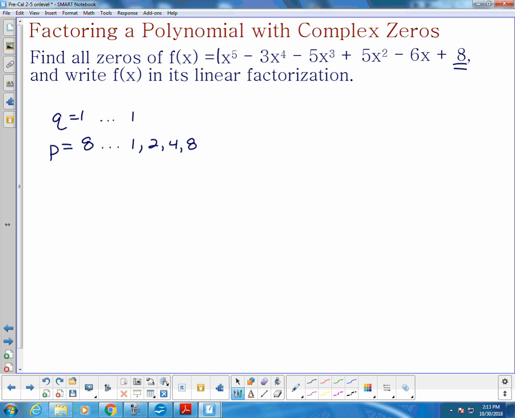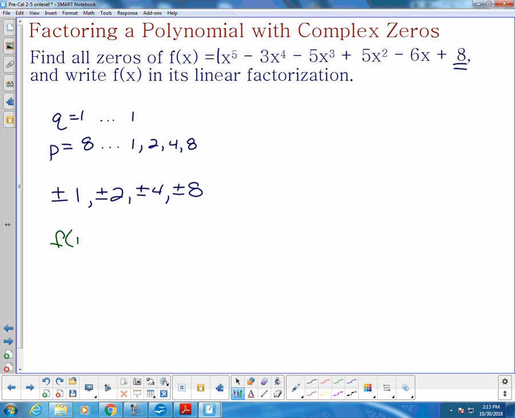So our possible rational factors are 1 over 1, which is 1, 2 over 1, 4 over 1, and 8 over 1, plus or minus for all of those. So we have 8 numbers to test. And we just get out a handy dandy calculator and we test them.